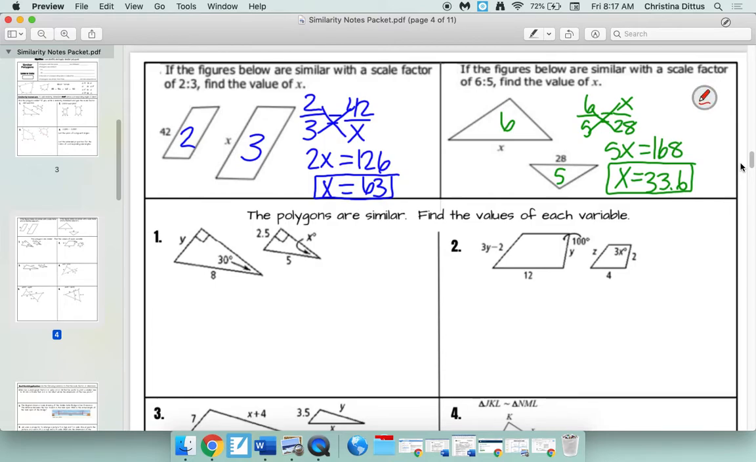Let's do some of these. Can anybody tell me what x is right off the top of their head? 30. How do you know that? Because they're similar, so the angles have to be. Yes. Your angles are the same, so don't ever set up your fractions with angles. Angles are the same. So this 30 matches that x, so right away we can say that x is 30. Because your angles are the same, they're equal. It's your sides that you gotta set up the fractions for.